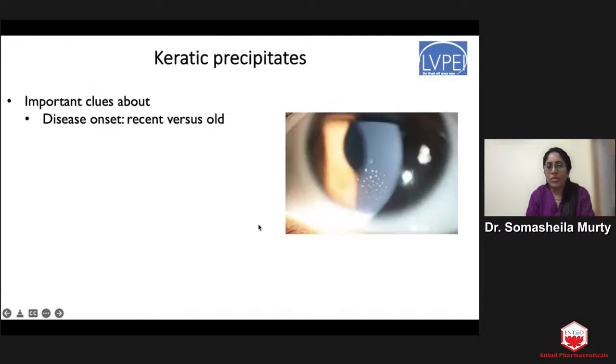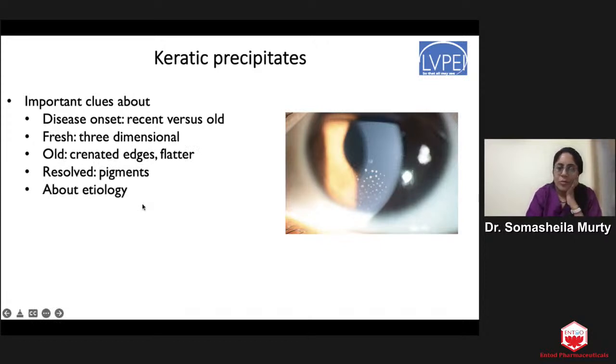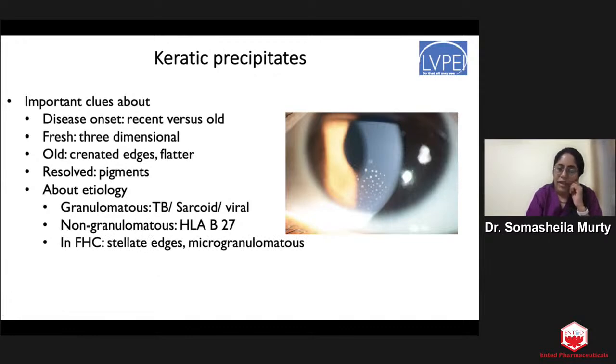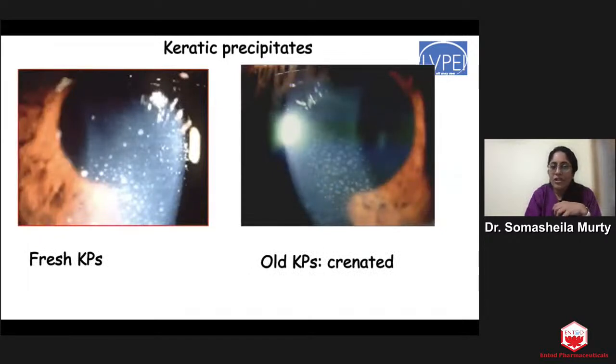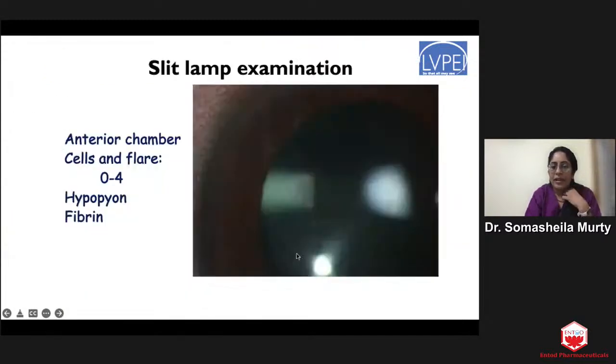So what are the important clues you get about the disease from keratic precipitates? Why is it important? You'll know whether the disease is recent versus old based on what the precipitates look like. The fresh ones are three-dimensional, whereas the old would look flatter, and the resolved ones would look like pigments. Then about the etiology, whether it's granulomatous or non-granulomatous. And in Fuchs, you have a very unique kind of keratic precipitates, which we call microgranulomatous, which have stellate edges also. And these are some patients of viral uveitis and Fuchs heterochromic uveitis, where you have diffusely distributed keratic precipitates.